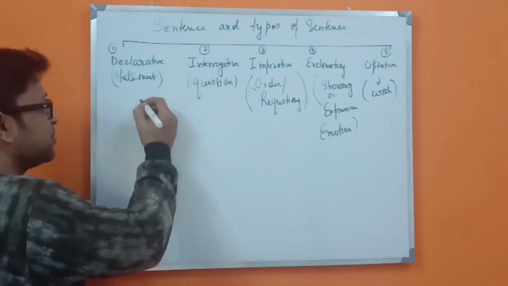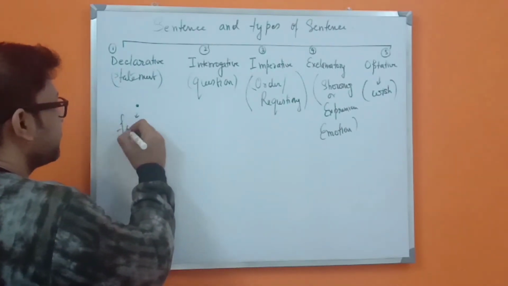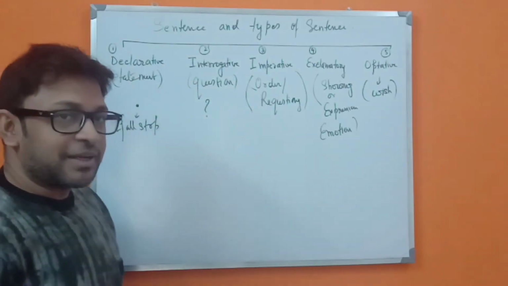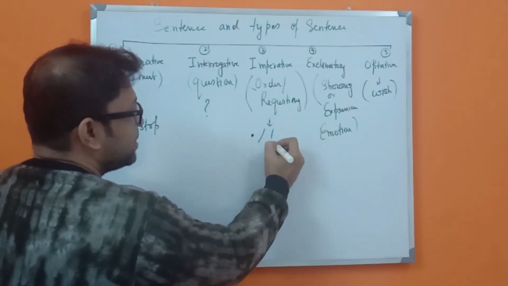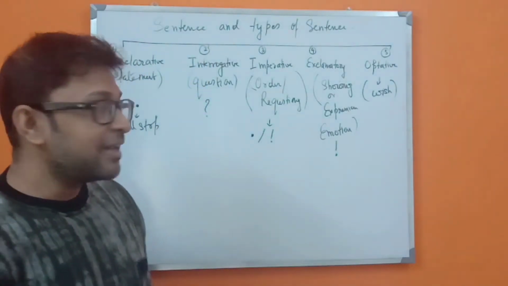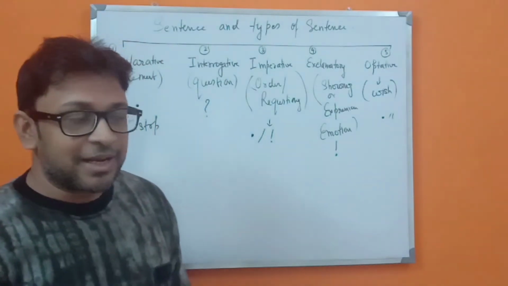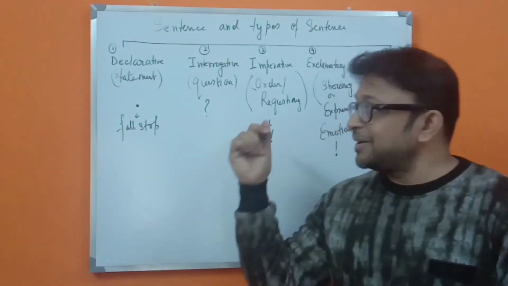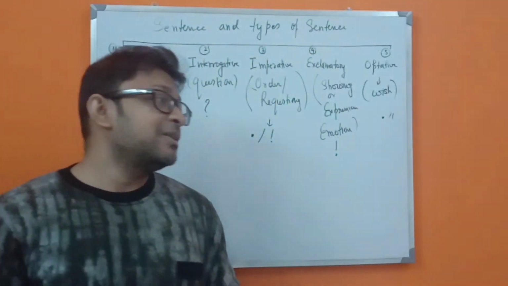And what are the punctuations? In a declarative sentence, after completion of the sentence, we are going to use a full stop. In an interrogative sentence, the interrogative sign. Next, in an imperative sentence, we can use a full stop, or sometimes an exclamatory sign. In an exclamatory sentence, there will always be an exclamation sign. And in an optative or wish, a full stop, or sometimes maybe an exclamation sign. So these are the punctuations which we are going to use while these sentences are being written in our textbook or in our paper.